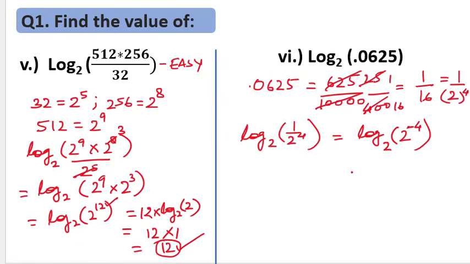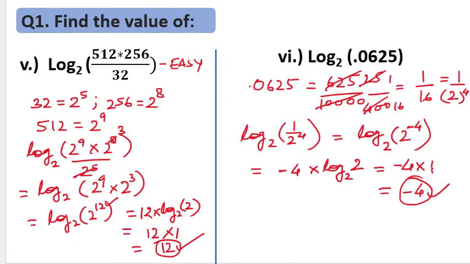To the base 2. Now the power comes out, so minus 4 comes out and gets multiplied with log 2 to the base 2. This is nothing but minus 4 into 1. Log 2 to the base 2 is 1. So the answer is minus 4. See how easy it was. Nothing difficult here at all. Just that you have to see what is given to you and how you can get it in the right form. And that comes with practice.